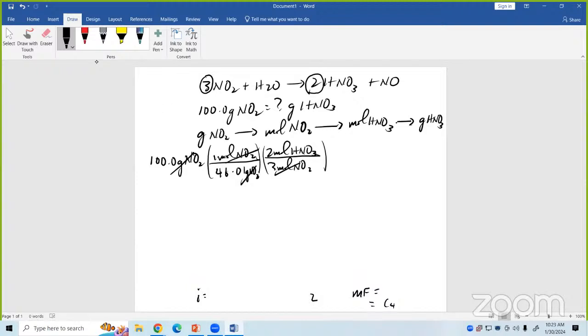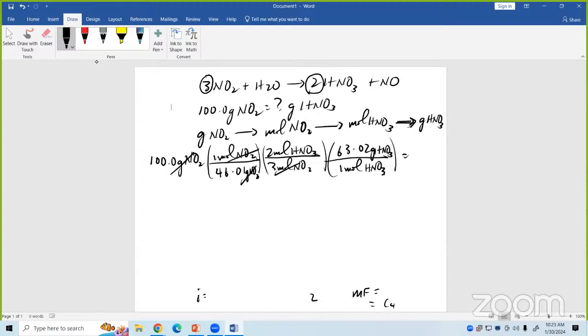But there's one more step to go, and that step is to go from moles of nitric acid to grams of nitric acid. So we need another conversion factor where we will put 1 mole of HNO3 down below as the denominator, and the numerator would be the molar mass, which we can calculate. For oxygen, that's 3 times 16, plus for nitrogen, that's 14.01, plus for hydrogen, that's 1.008. According to my calculations, this gives you 63.02 grams of HNO3.